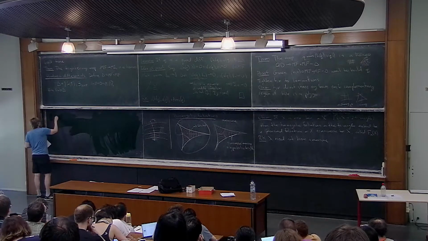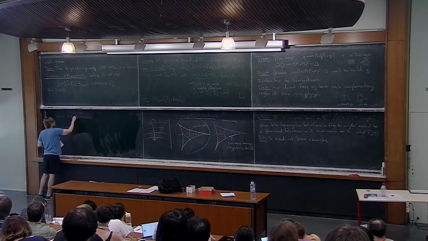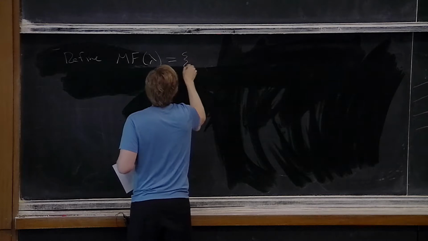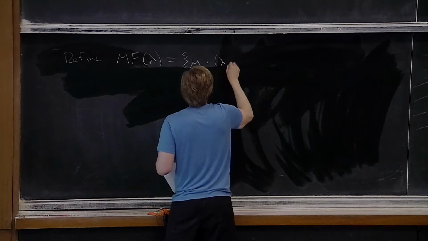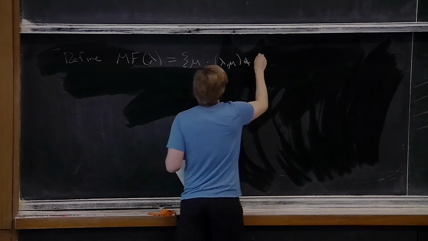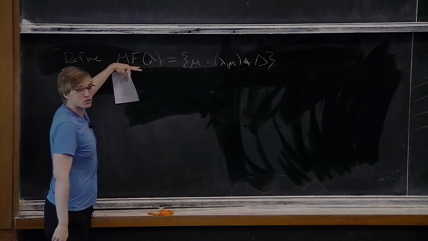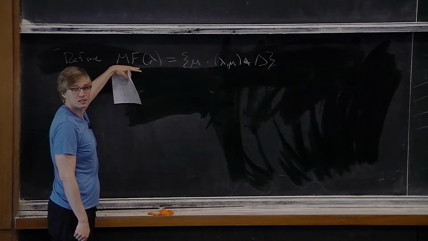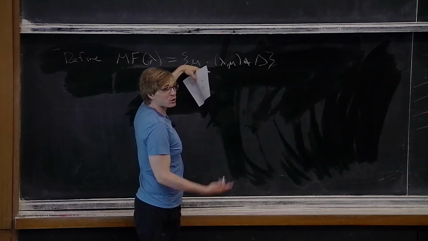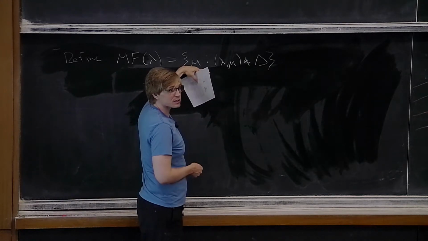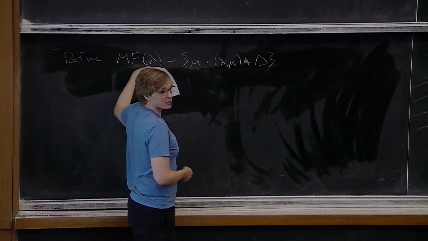So define MF of lambda to be the set of mu such that lambda and mu is not in delta. So this is the set of measured foliations transverse to lambda. Because we already know these mu are exactly the ones that can be realized exactly transversely to lambda. In other words, this is the set of mu so that you can make a quadratic differential out of lambda and mu.